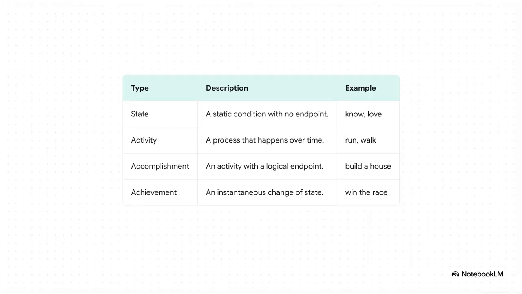And what Vendler figured out is that not all actions are created equal. He saw that some verbs describe an activity, like running, which could technically go on forever. But other verbs describe an accomplishment, like building a house, which has a natural, logical end. I mean, you can't just keep building a house after it's, well, built, right? And that difference turns out to be grammatically super important.